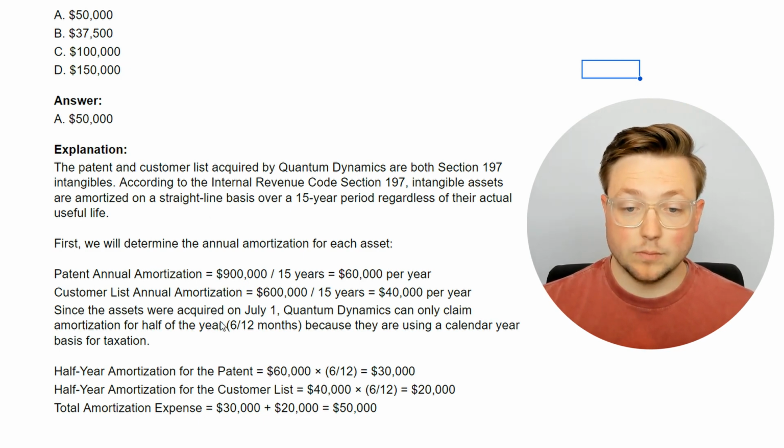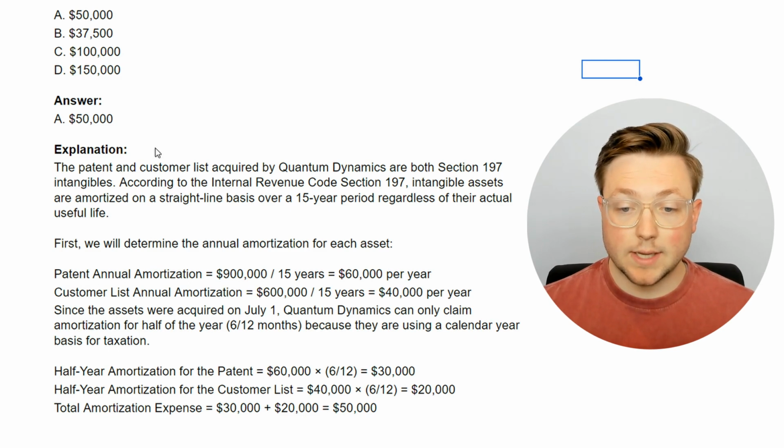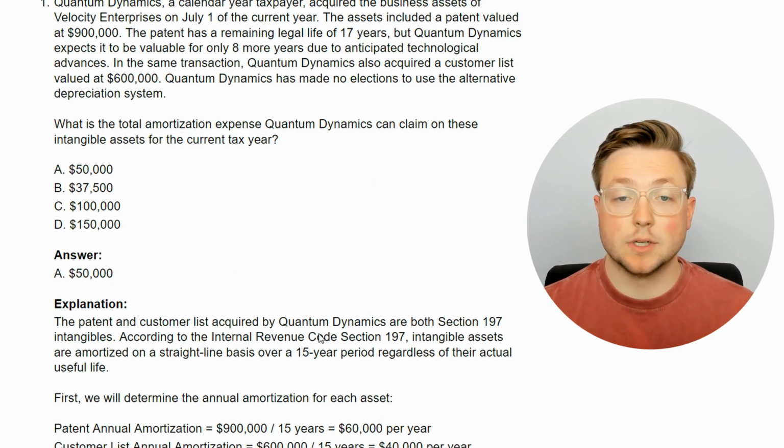But in this year, as you'll see here, they got it in July. So they only have half of the year to amortize these intangible assets. So we take half of 60,000 and half of 40,000, so we get 30, 20, and 50,000. So that's the total amortization expense that can be taken for these assets.